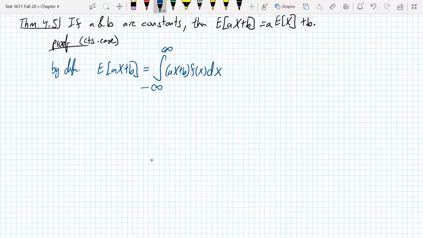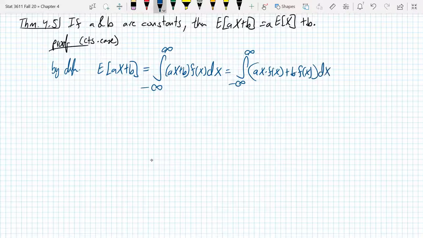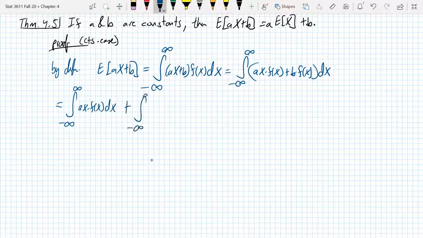What we can do here then is a little bit of algebra. Let's distribute the f of x. The integral from minus infinity to infinity of ax times f of x, plus b times f of x, dx. And now we can use the additive rule for integration. This is equal to two separate integrals: the integral from minus infinity to infinity of ax times f of x dx, plus the integral of b times f of x dx.